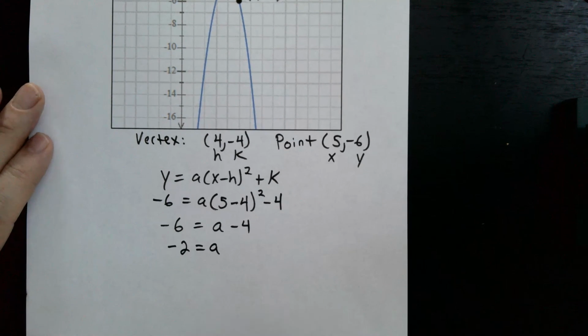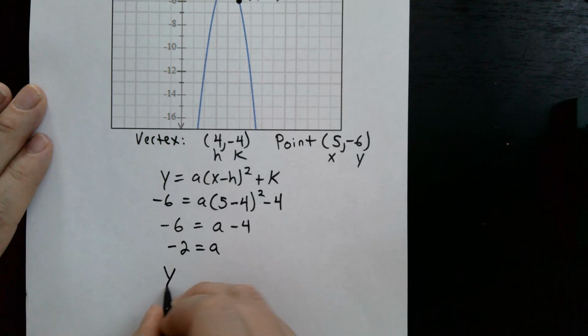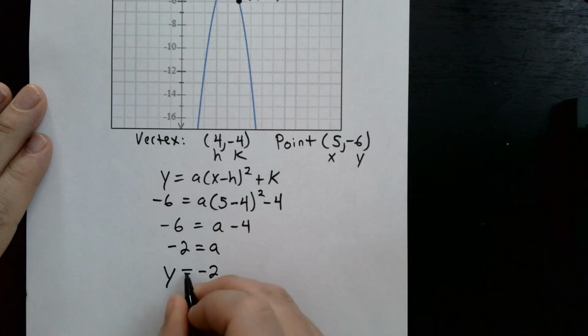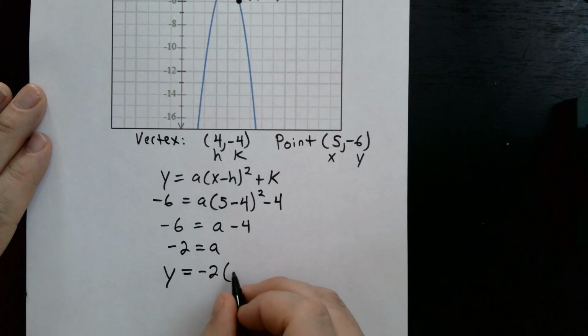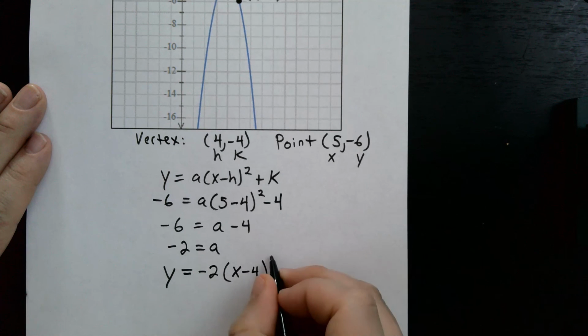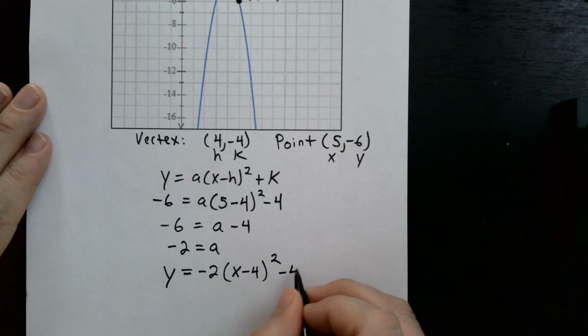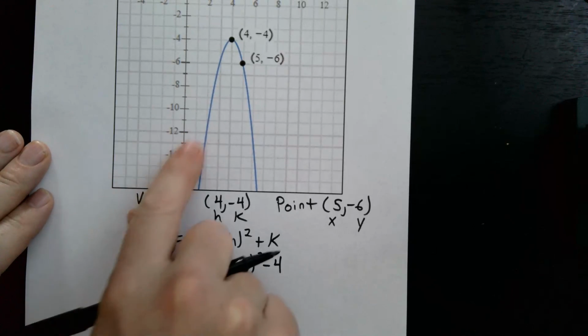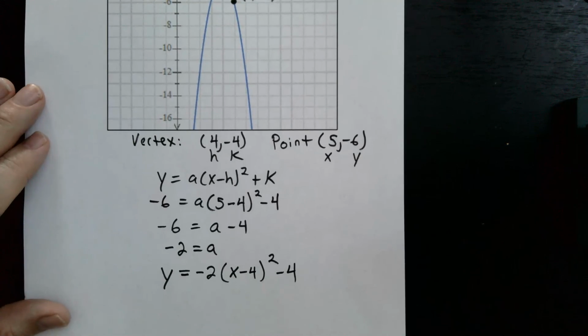And now I can write my quadratic function. y is equal to -2 parentheses x minus h, or minus 4 squared minus 4. Now this is the same as this graph. And that's it.